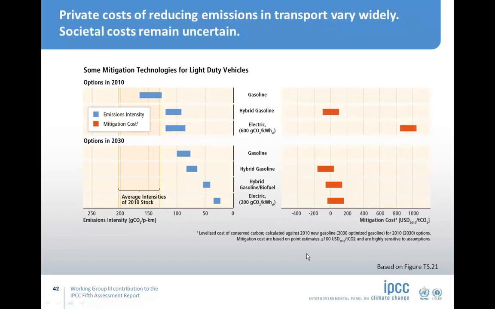And then again, comparing the cost, we're not even looking at gasoline here because I think the belief is that gasoline is just not going to be an option. But looking at the cost, there are costs associated with these cleaner transport systems, but not unsurmountable.